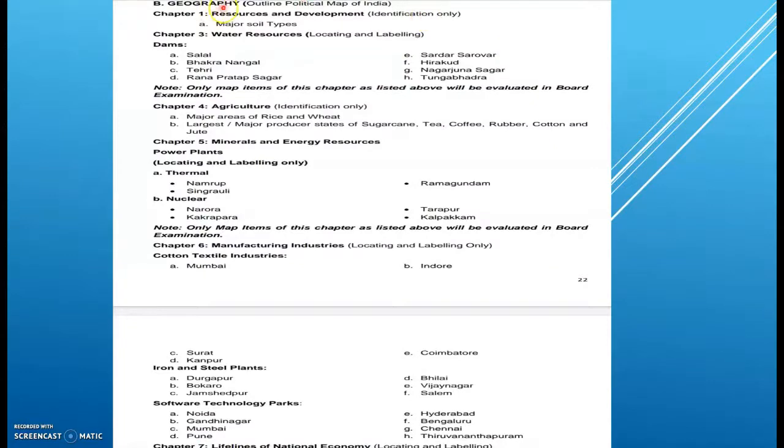This year, from our geography chapter, we have to study all these map questions. Chapter 1, Resources and Development. Identification only, major soil types. Then third chapter, Water Resources. Locating and labeling all these dams: Salal, Bakranangal, Tehri, Rana Pratap Sagar, Sardar Sarovar, Hirakud, Nagarjuna Sagar, Tungabhadra. Only map items of this chapter as listed above will be evaluated in board examination. Theory part is deleted. Okay.